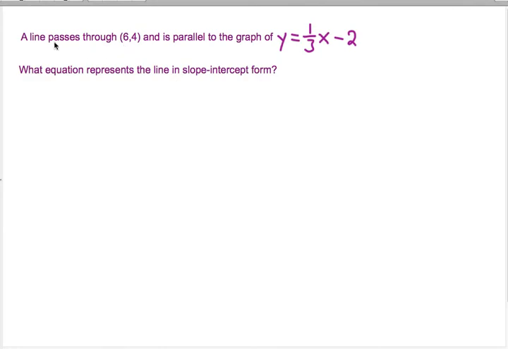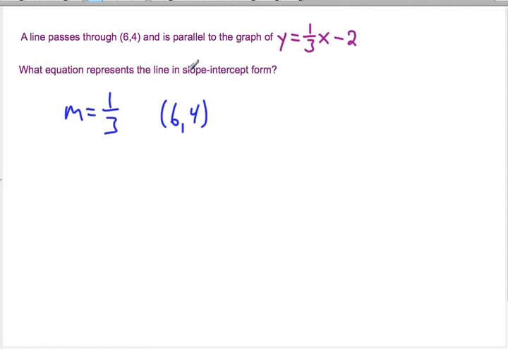So if we want to know the equation represented by a line that passes through (6, 4) and is also parallel to the graph of y equals 1/3 x minus 2, first of all, what we know is that the slope of the new line is going to be the same as the slope of the previous line, so we know 1/3 is going to be the slope. And now we also know that the line is going to pass through the point (6, 4).